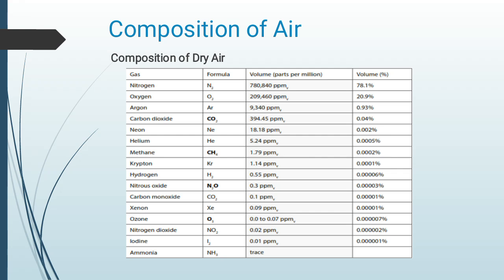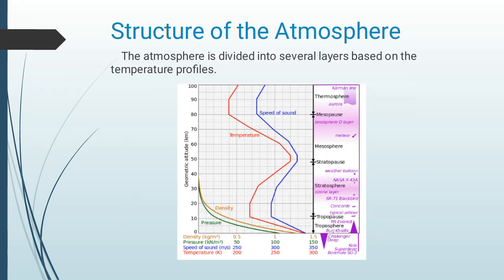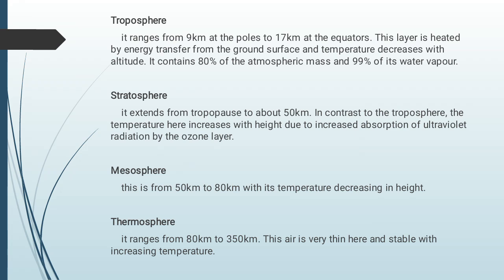This is a table showing the composition of dry air. Structure of the atmosphere. Here shows the atmosphere that is divided into several layers based on temperature profiles. Troposphere. It ranges from 9 km at the poles to 17 km at the equator. This layer is heated by energy transfer from the ground surface, and temperature decreases with altitude. It contains 80% of the atmospheric mass and 99% of its water vapor.